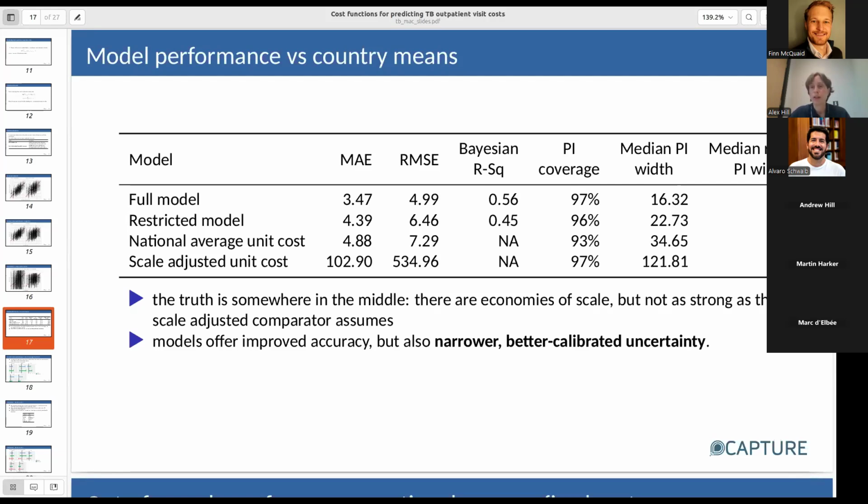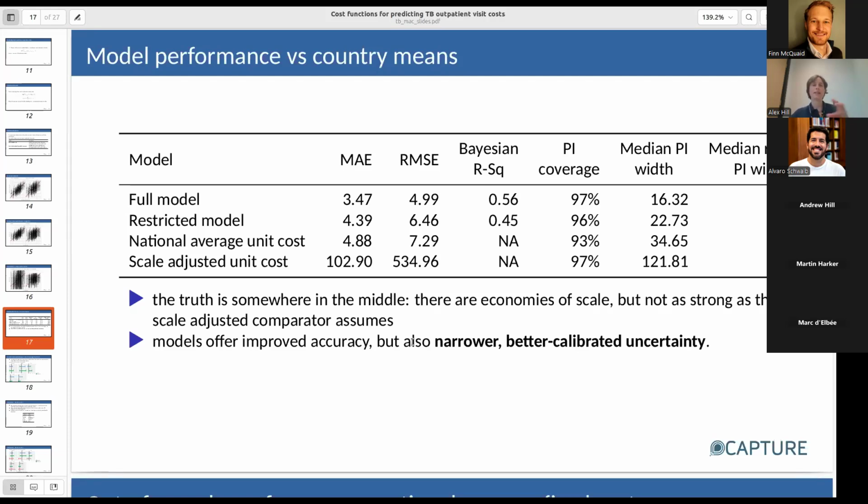what is the width of the predictive interval? You can see that for the full model, it's about 2.5 times the mean. For the restricted model, about 3 times. And then for the national average unit cost, it is about 4 times the mean. So yeah, you get better calibrated uncertainty, basically.